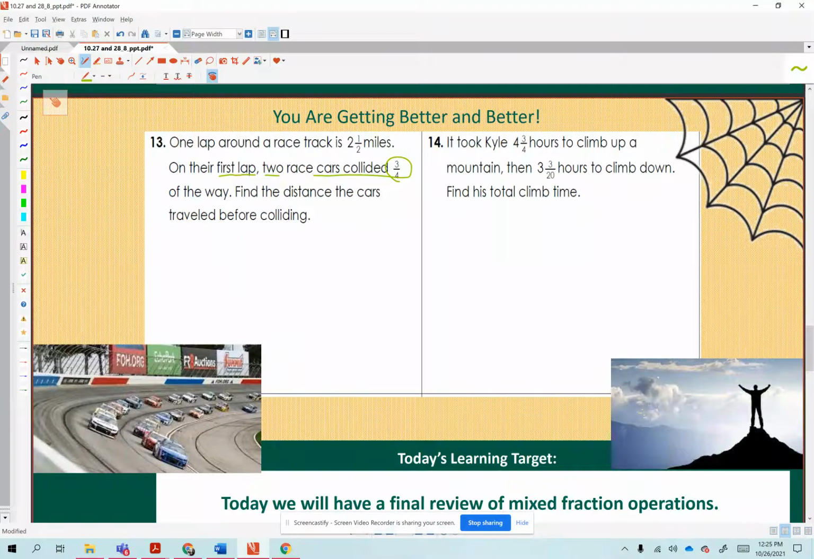So we have a racetrack. I guess that's the middle of the track. And we have 2 cars going around the track.